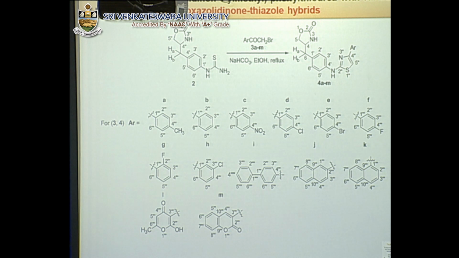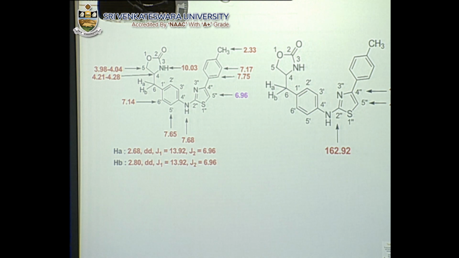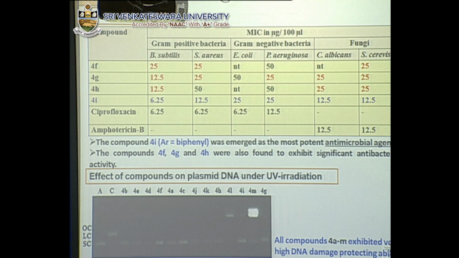The next series of compounds involves the reaction of some oxazolidinone containing phenylthiourea with various phenacyl bromides. Here we decided to prepare some thiazole containing thiazolene moiety, and we prepared this compound using sodium bicarbonate in presence of ethanol, and the compounds were characterized on the basis of their spectral data. So these are the biological results of the compounds.